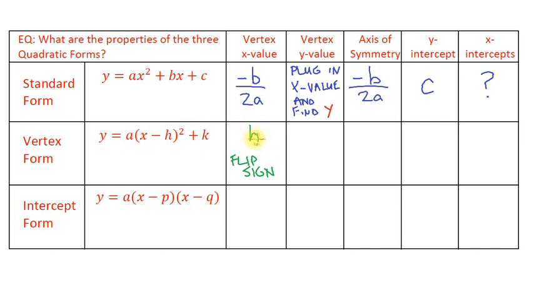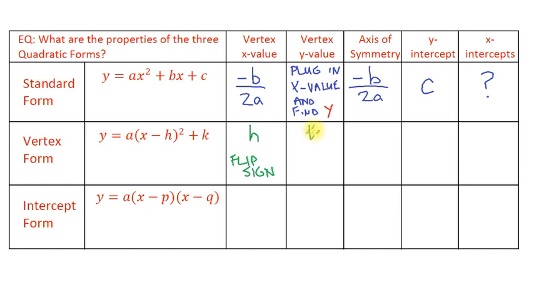If h was negative 2, it would show up in this equation as x minus negative 2, which is actually x plus 2. So you see that the h value is always going to be the opposite sign from what you see in the actual equation. Okay, how do you find the y value?